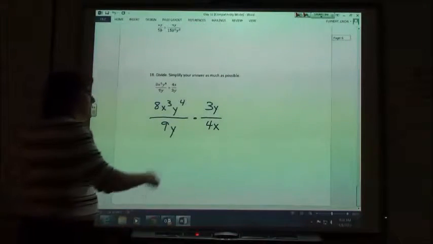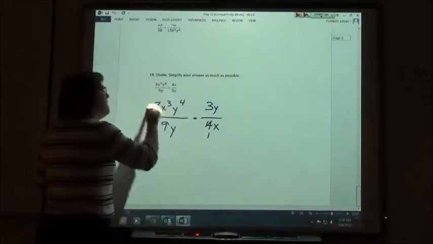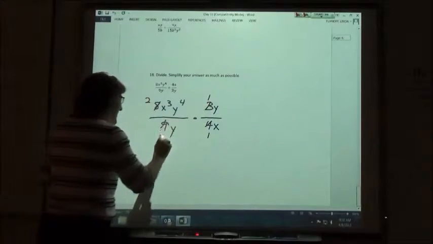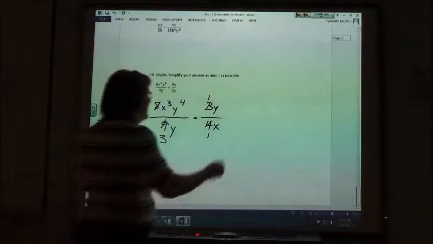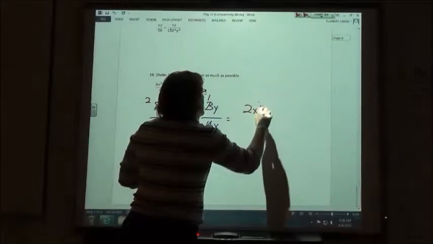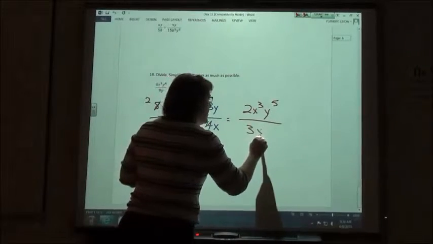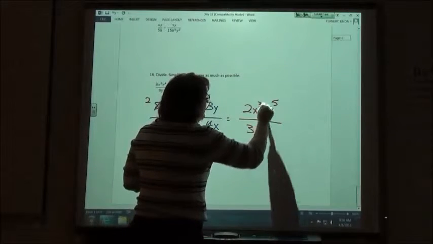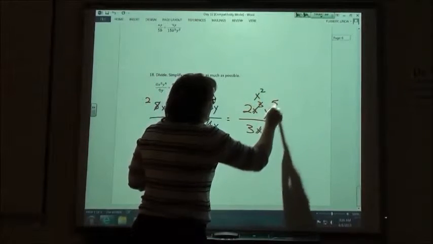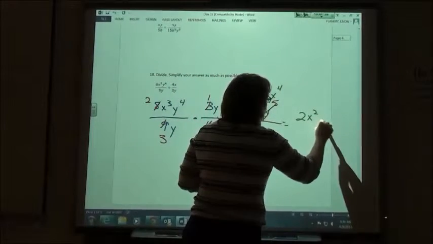2 goes into 4 twice, or 4 goes into 8 twice. And then 3 goes into 9. So we can cancel out the 4 and we can cancel out the 3s. So on the top we're going to have 2x to the 3rd y to the 5th, and on the bottom 3xy. We can then cancel out 1x, 1y. And so our answer is 2x squared y to the 4th over 3.